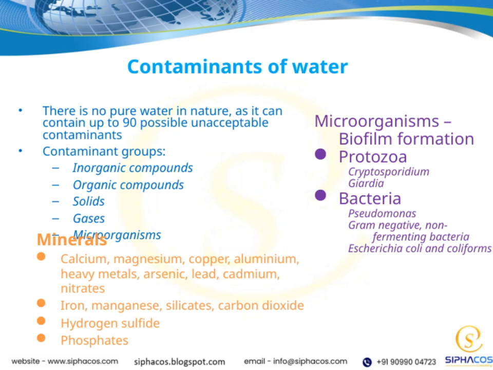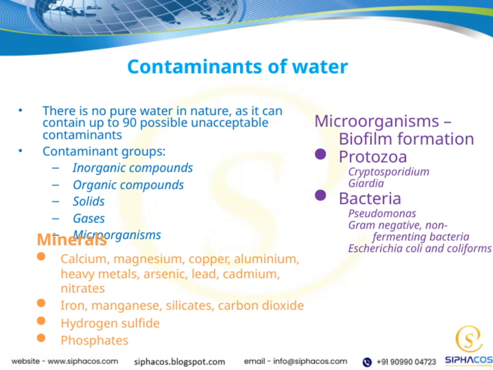Now, aside from microorganisms, minerals are another key component in water contamination. These include calcium, magnesium, copper, aluminum, and various heavy metals like arsenic, lead, and cadmium. These minerals can be naturally occurring or result from pollution. Nitrates, iron, manganese, silicates, and carbon dioxide are also common minerals that can affect water quality. Hydrogen sulfide is a gas that can cause a foul odor, often described as rotten eggs, and is indicative of bacterial activity. Phosphates are another contaminant, usually from agricultural runoff or wastewater, which can lead to issues like algal blooms.